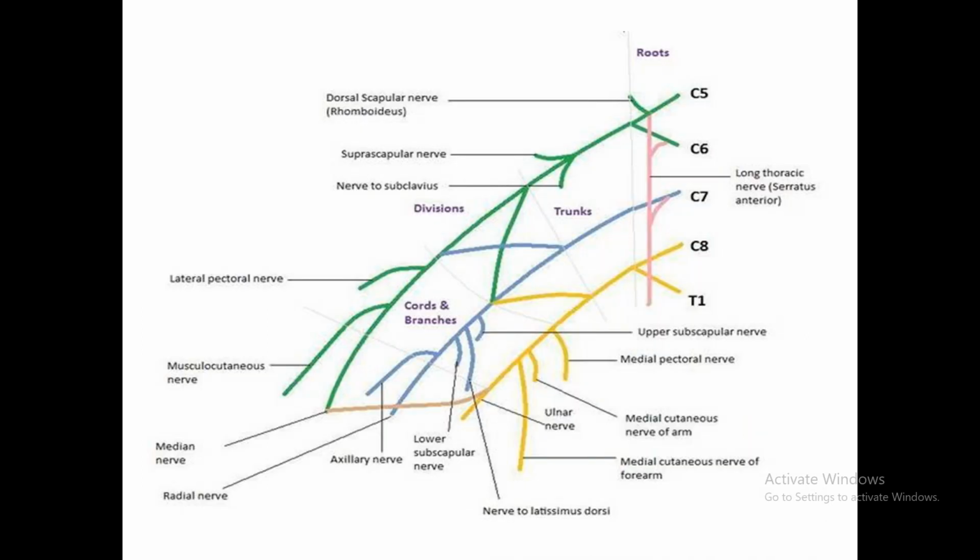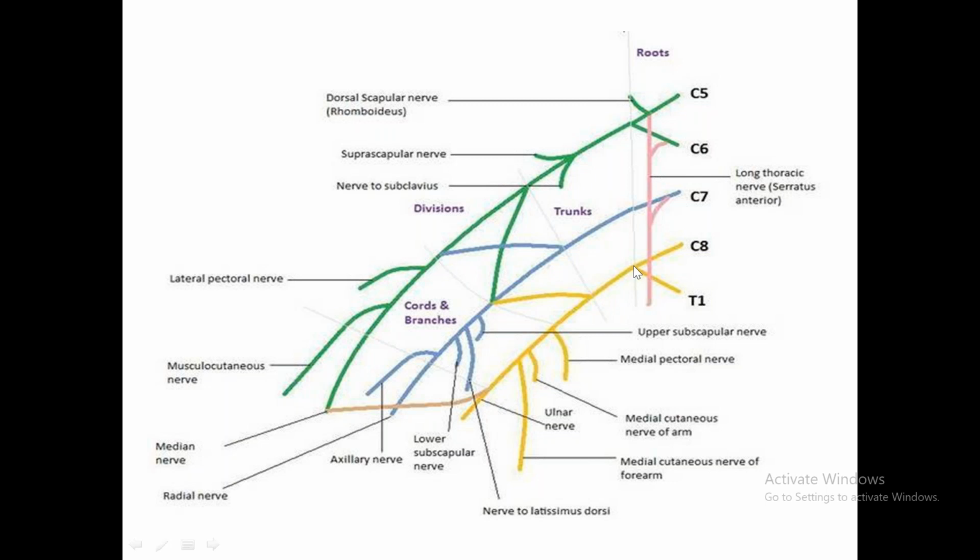The nerves arising from the lateral cord of brachial plexus are dorsal scapular nerve, suprascapular nerve, nerve to subclavius, lateral pectoral nerve, musculocutaneous nerve, and lateral division of the median nerve. The important nerves arising from the posterior cord of brachial plexus are axillary nerve, radial nerve, upper and lower subscapular nerve, nerve to latissimus dorsi.